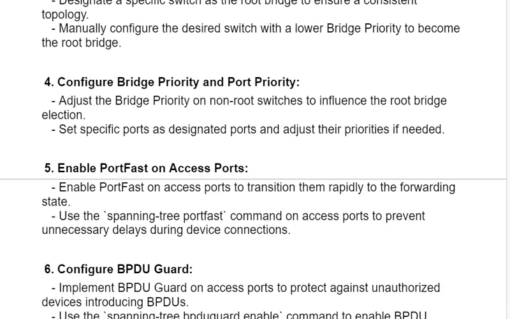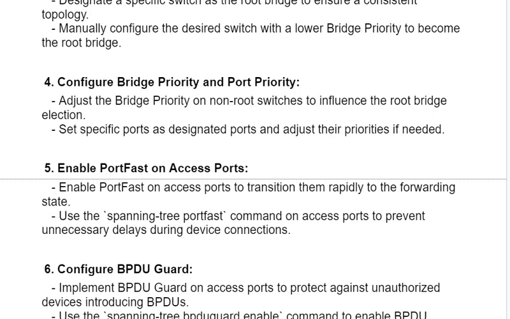Our fourth solution is configure bridge priority and port priority. Adjust the bridge priority on non-root switches to influence the root bridge election. Set specific ports as designated ports and adjust their priorities if needed.